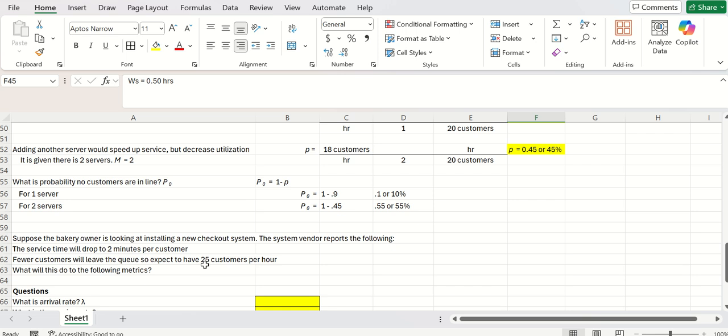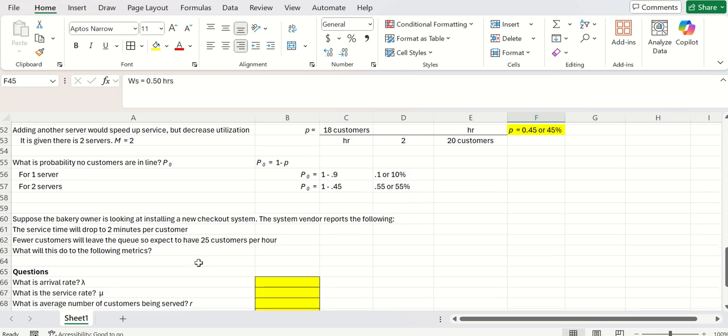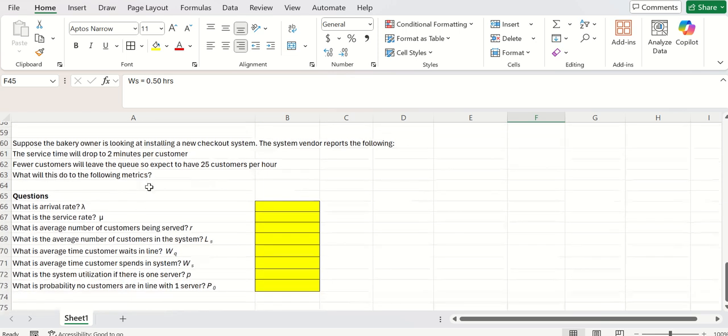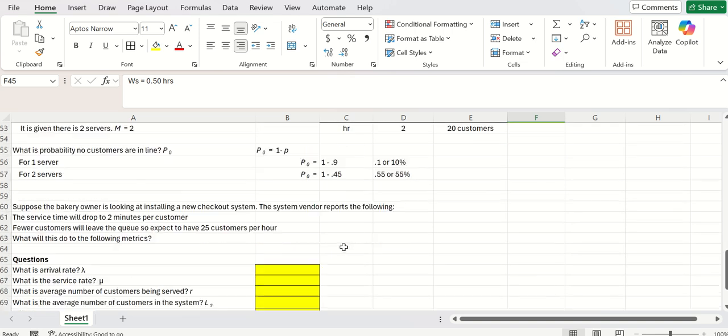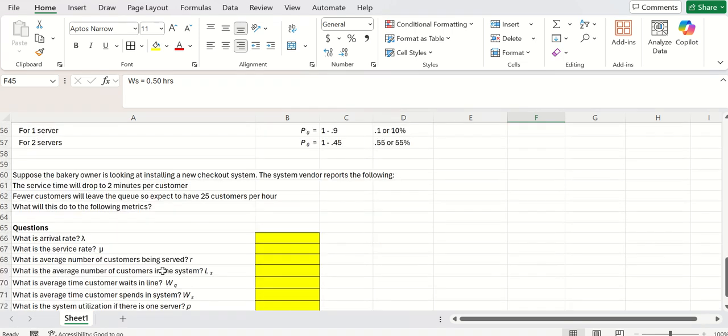And what you're trying to determine here is, is it worth it for you to put in this system? So what I want you to do is, based on these new numbers, calculate the following metrics, all right? We've already talked about them. They're already up here, but take a chance and go through here and see what happens whenever we change the service time and we change the number of customers that are coming in. Good luck.